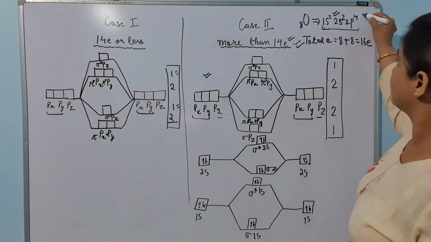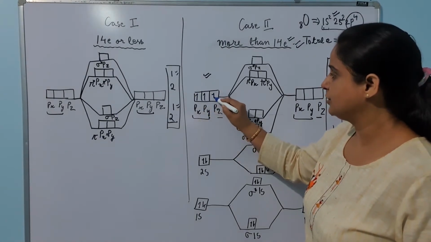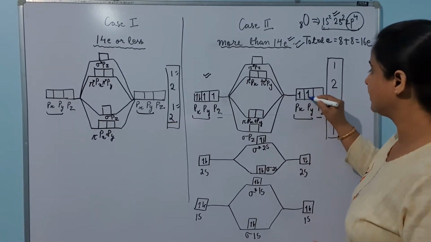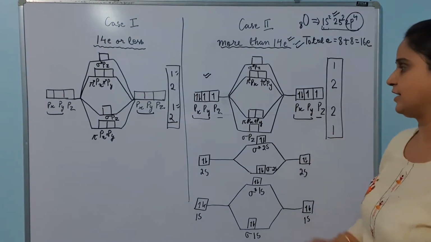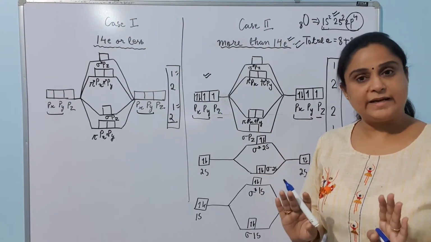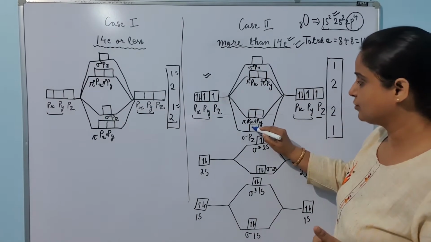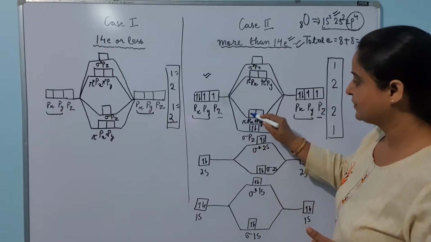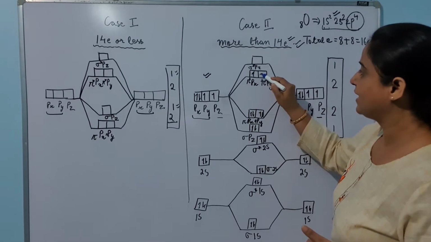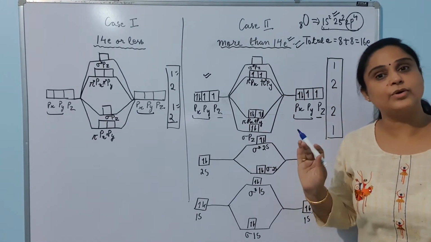Fine. Now how many electrons are there in the p orbital? There are 4 electrons. So 1, 2, 3 and 4 electrons. And this atom will also have 1, 2, 3 and 4 electrons. So this is the way you are going to fill the electrons. Now 8 electrons are left. So let's fill these 8 electrons in these orbitals according to Hund's rule. So 1, 2 first, 3, 4, 5, 6, 7 and 8. So this is the molecular orbital diagram for oxygen.